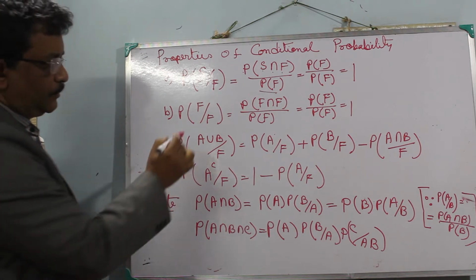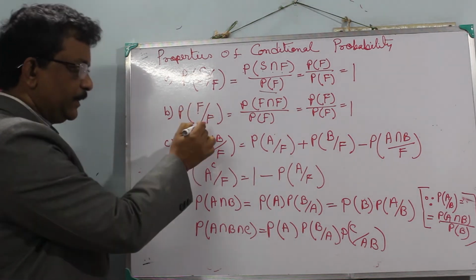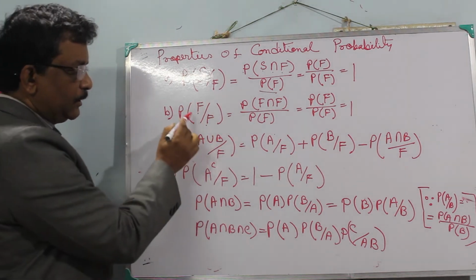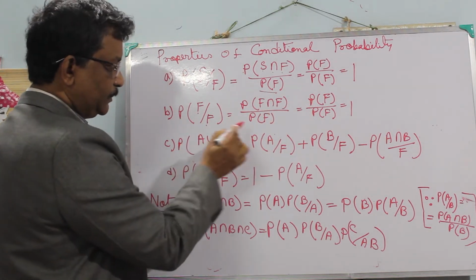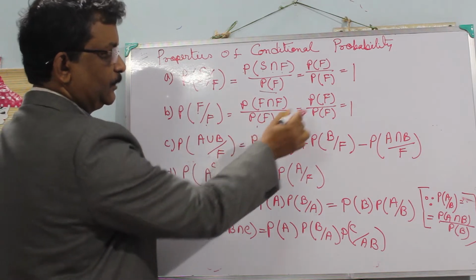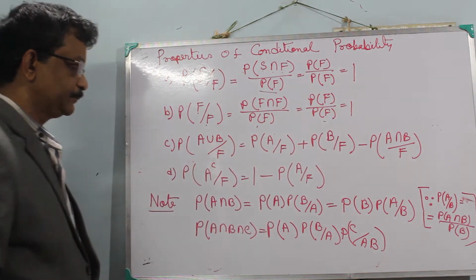The conditional probability of event F when F has occurred. So probability of F intersection F is equal to probability of F, divided by probability of F. So F by F equal to 1.